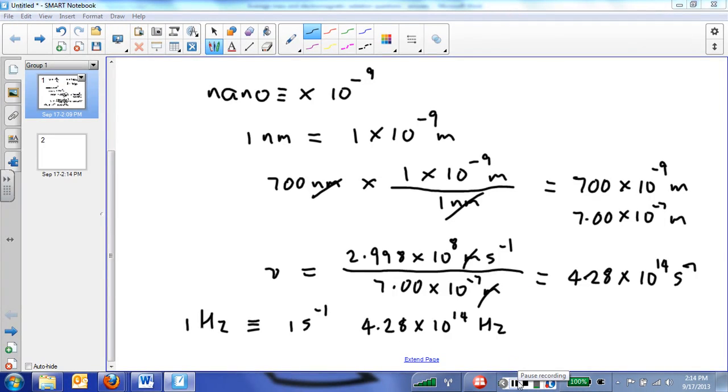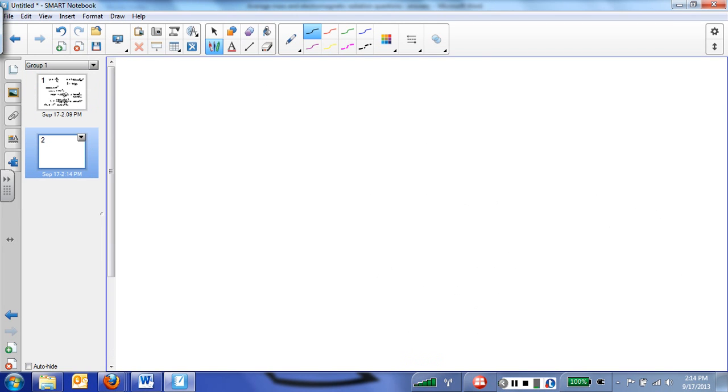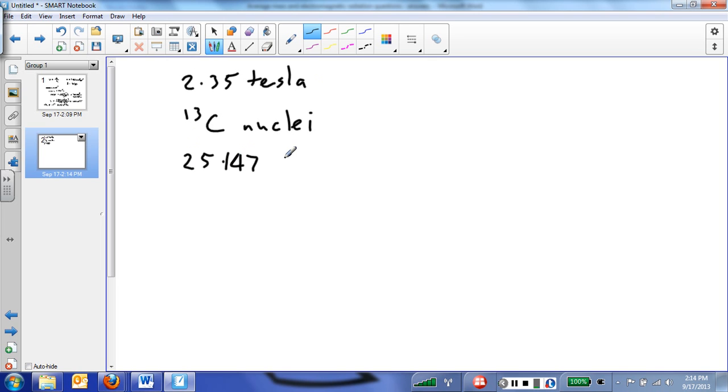Writing out what we need becomes more relevant in question 2. In question 2, we have to calculate wavelength, but there are several pieces of information provided. So we have 2.35 Tesla, carbon-13 nuclei, and 25.147 megahertz.